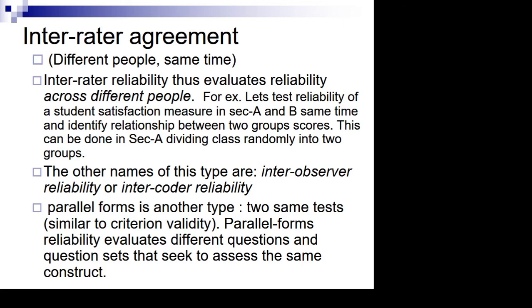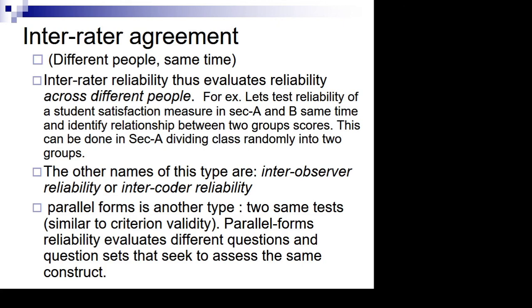For example, let us say I am conducting a test of student satisfaction in section A and section B, same time, and identify the relationship between the two group scores. This means section A class score and section B class score on the same measurement called student satisfaction. If the relationship between section A and B is very high, then I would say that there is inter-rater agreement reliability.